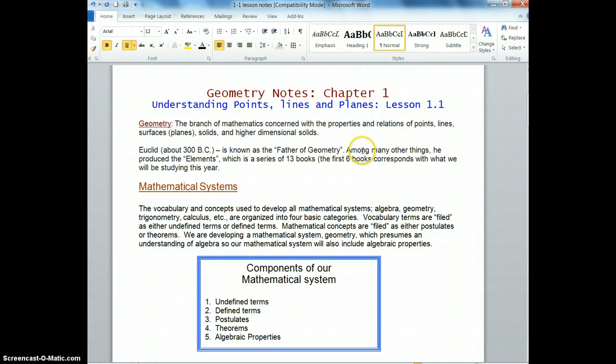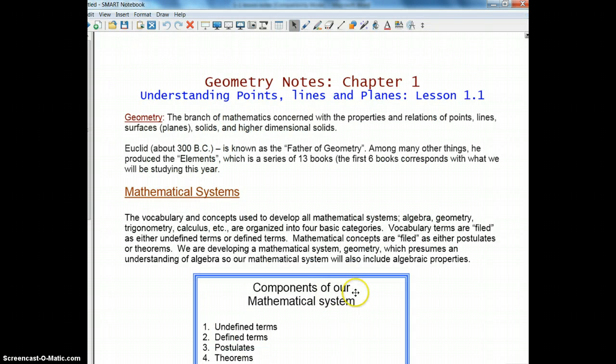The top of your note sheet gives you some history on geometry and the father of geometry, so please read that on your own. But first we are going to talk about mathematical systems. The vocabulary and concepts used to develop all mathematical systems, algebra, geometry, trigonometry, calculus, all of it, are organized into 4 basic categories.